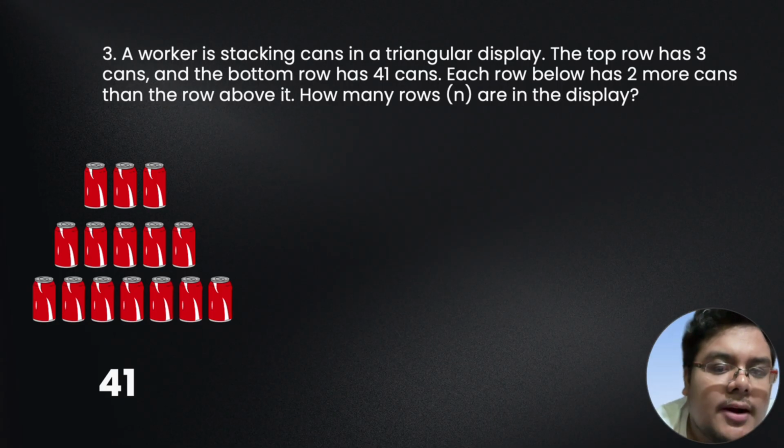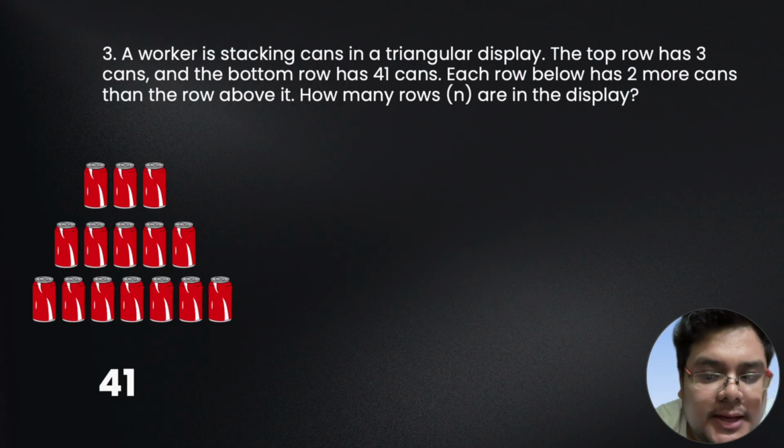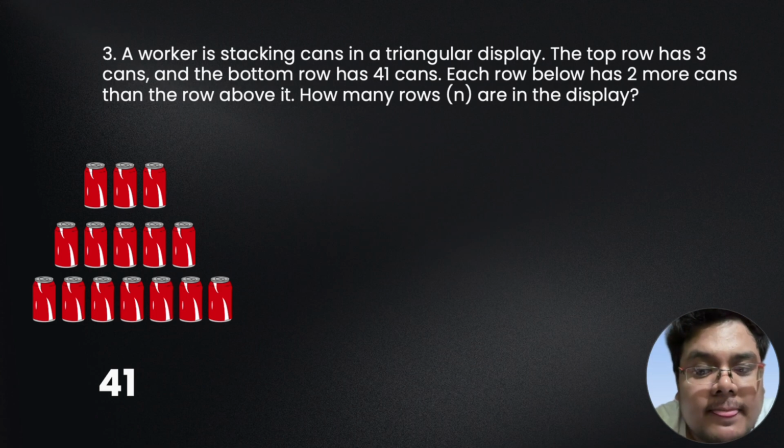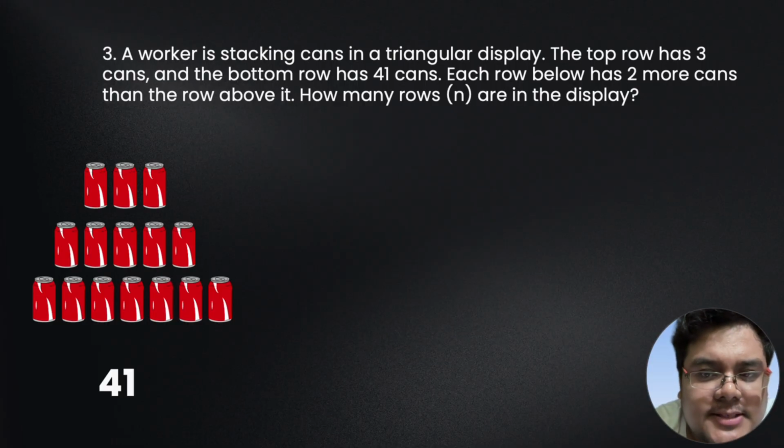And what's required is we're going to look for how many rows, that's how many n are in the display. In the equation that we're using in the class, we're going to compute for the n. Okay? So let's analyze it a bit. If you notice, in the problem it says each row below has 2 more cans. This is already your common difference. You don't have to solve it.